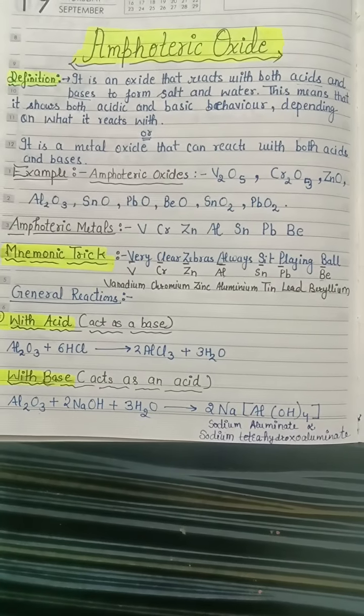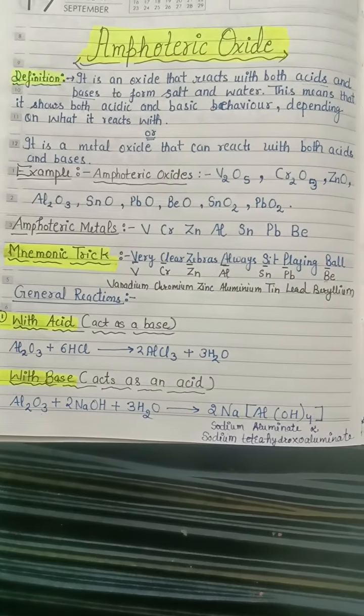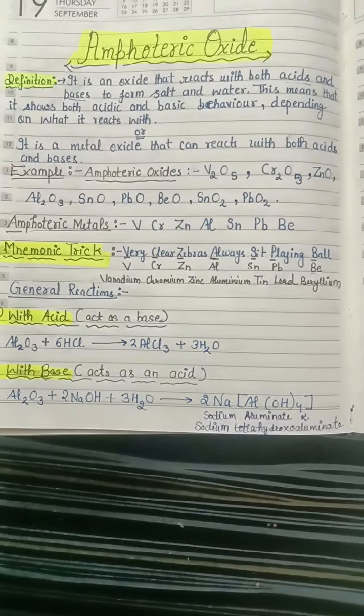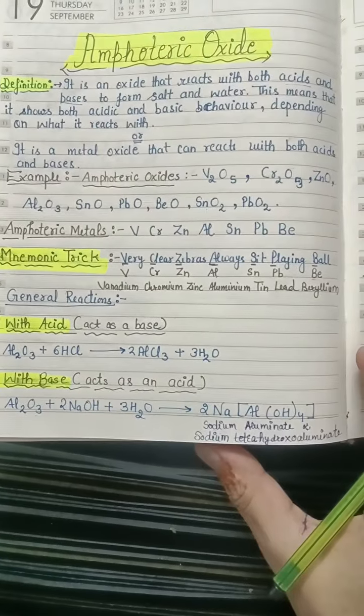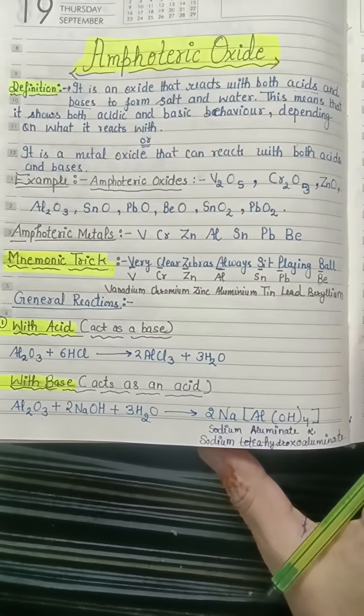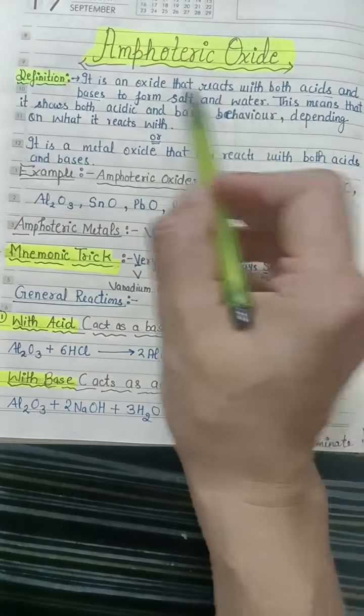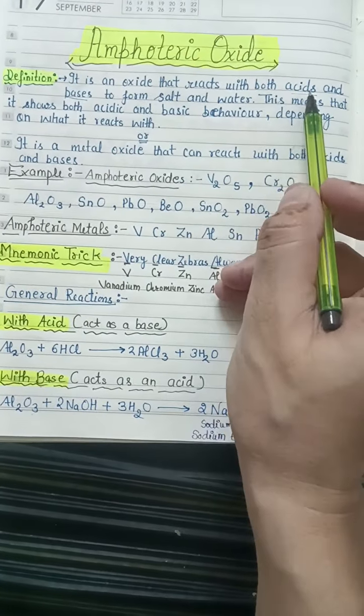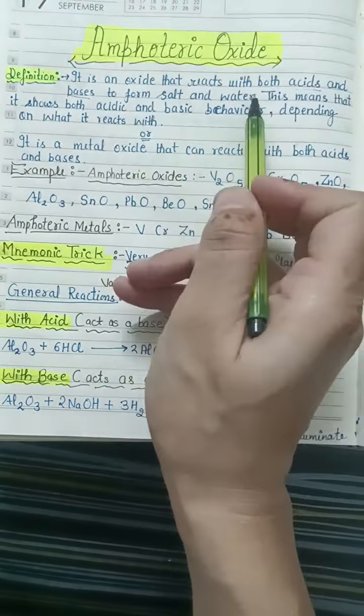So what are amphoteric oxides and what are their reactions? How to define an amphoteric oxide? It is an oxide that reacts with both acids as well as bases, and they form salt and water. You can remember this point: an amphoteric oxide reacts with both acids as well as bases, and they form salt and water.